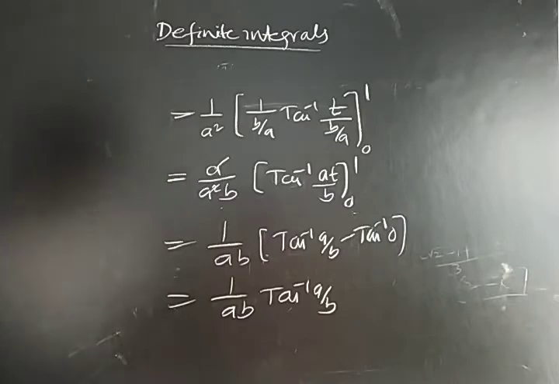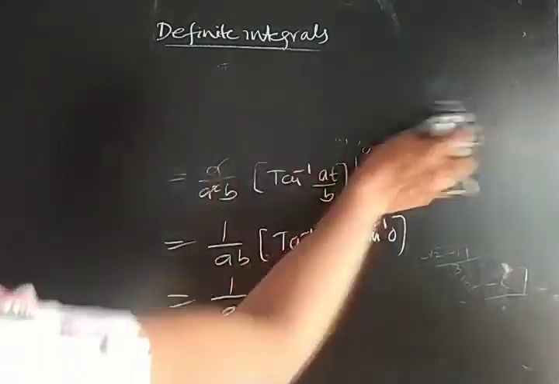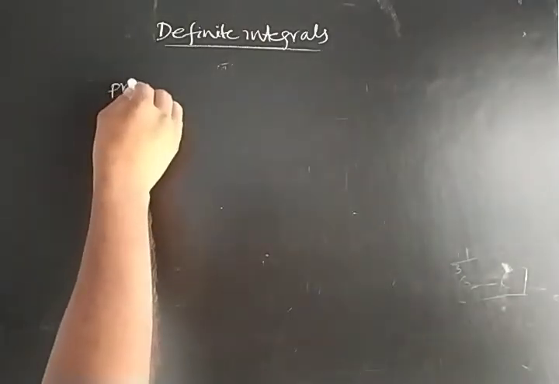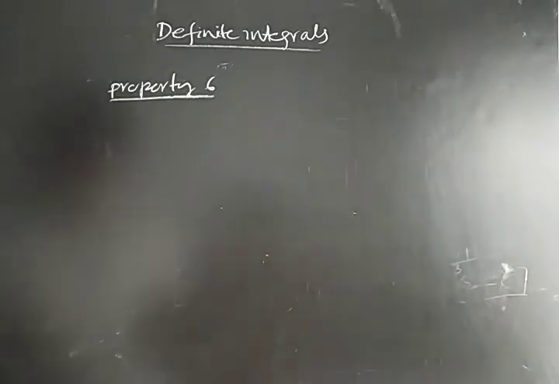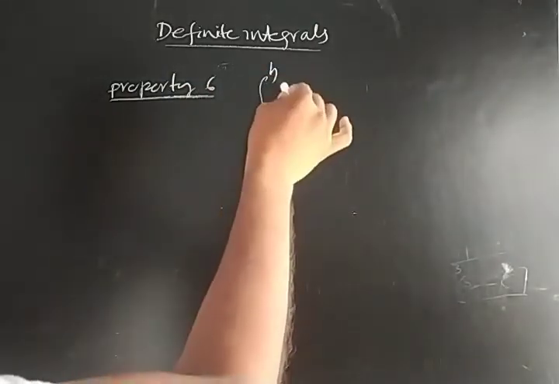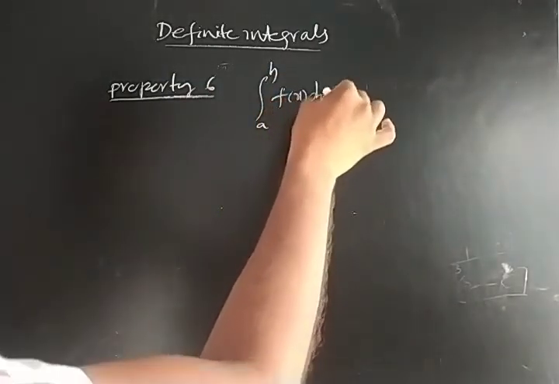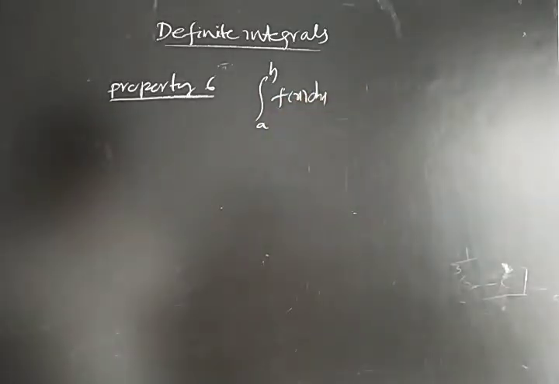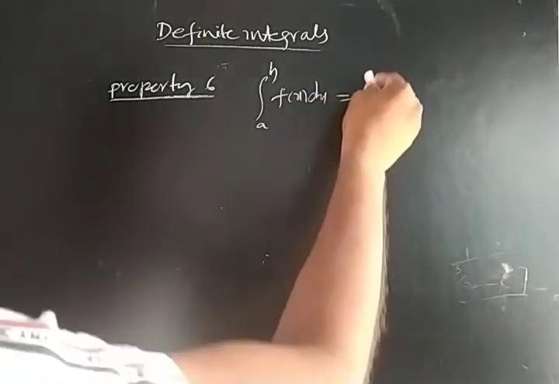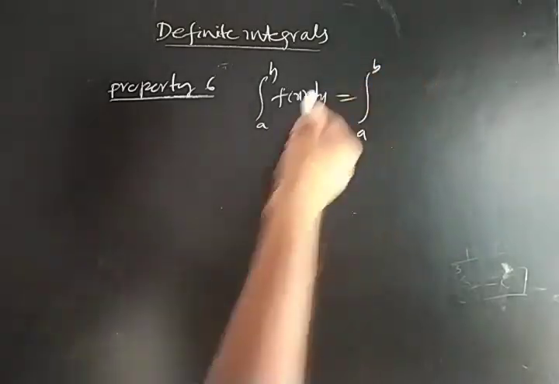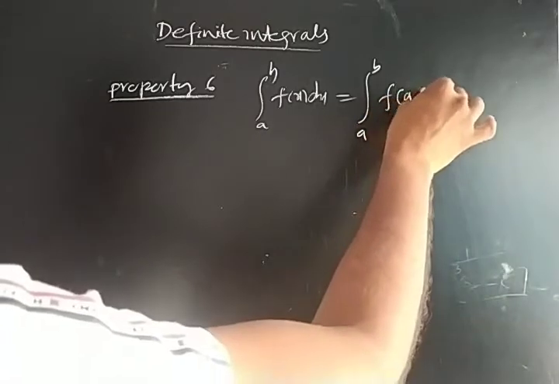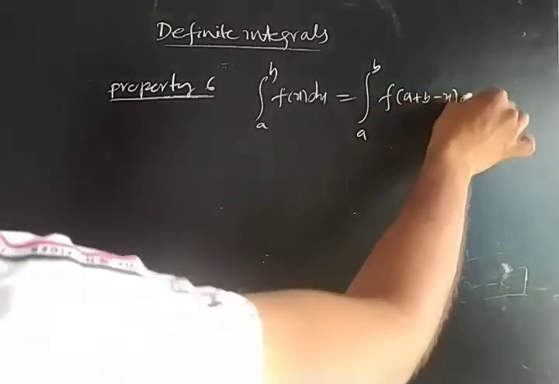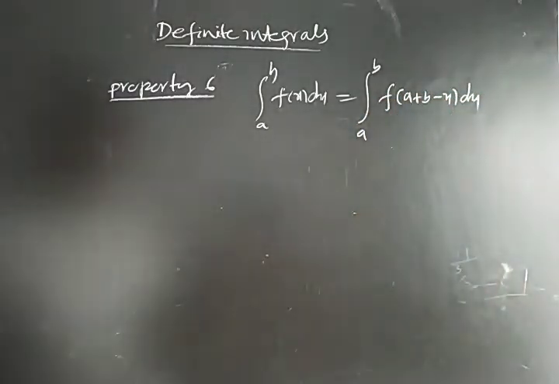Now let us write another property. Already 5 properties are over. Now the 6th property. Property number 6: the integral from a to b of f of x dx. We can modify this integral, or write it as the integral from a to b of f of a plus b minus x dx. So this is the property.